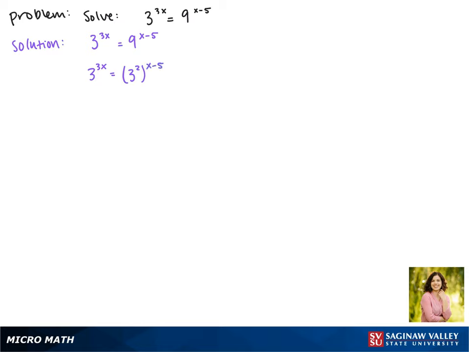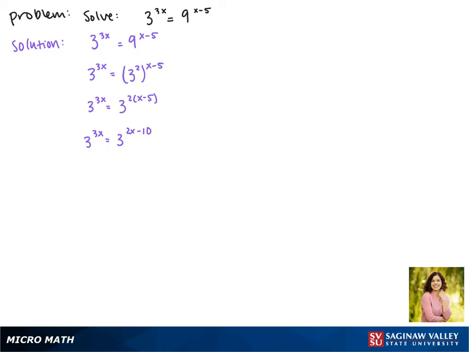Our exponent rules say that when we have a power raised to a power, they multiply. So here the left side will stay the same, and we can rewrite this as 3^(2(x-5)). This means that 3^(3x) = 3^(2x-10).